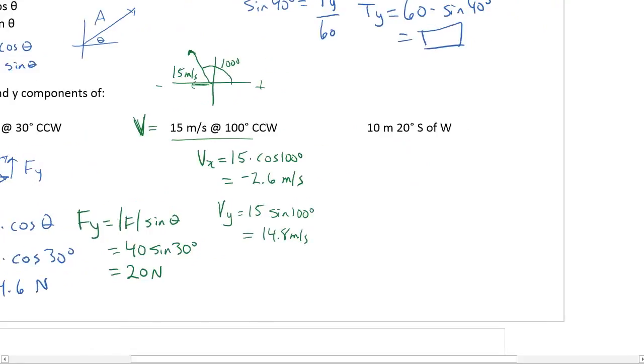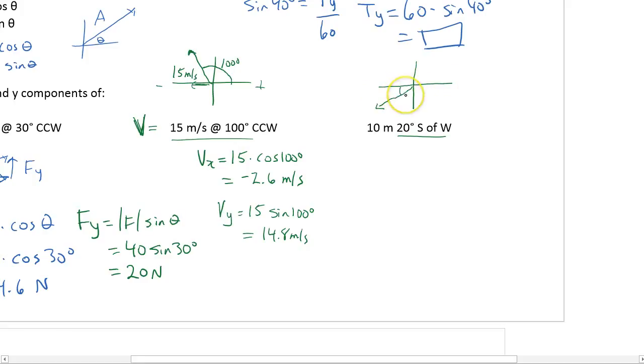Okay, this last one has a little bit of trickiness here. We have to think about this 20 degrees south of west and convert that into counterclockwise. So let's think about this, south of west. So look west and then go 20 degrees south of it. So it's like this, okay?